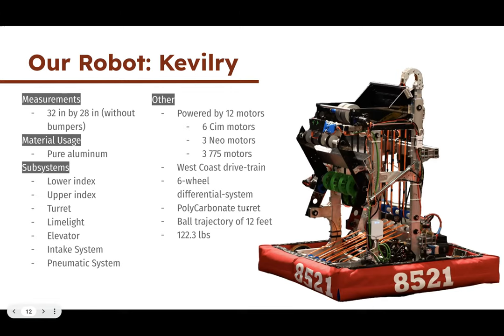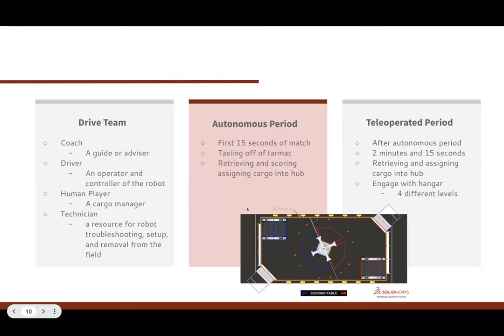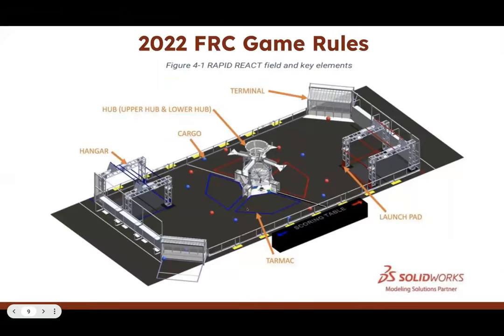And that's for the first 15 seconds of the competition. It's autonomous. After that, the robot is completely hard to see. What I was going to ask is what happens during those first 15 seconds, which isn't very long. It gets off the tarmac and then finds some of the resources, the balls, the cargo.